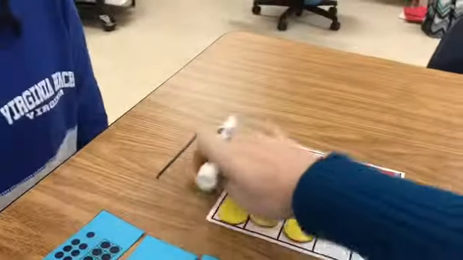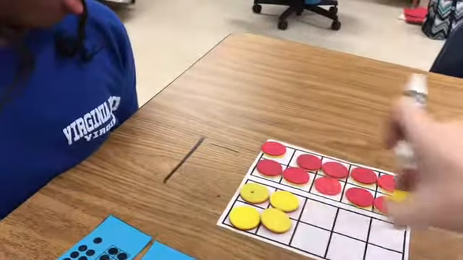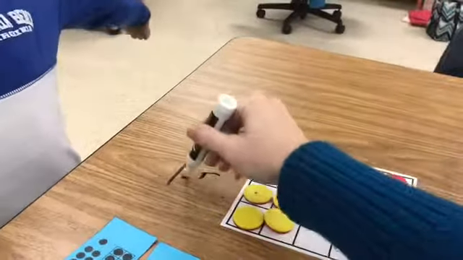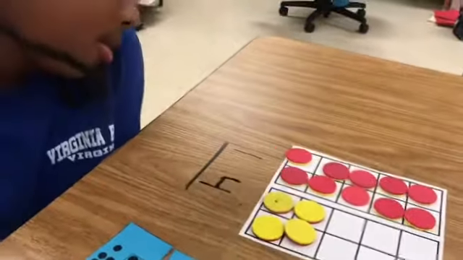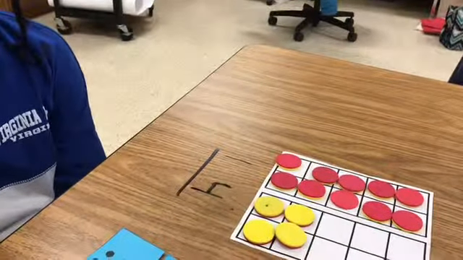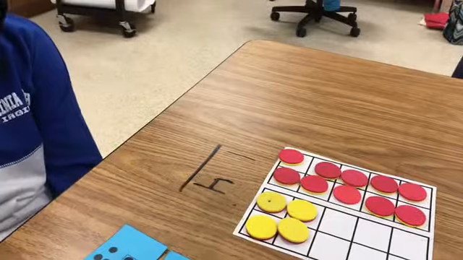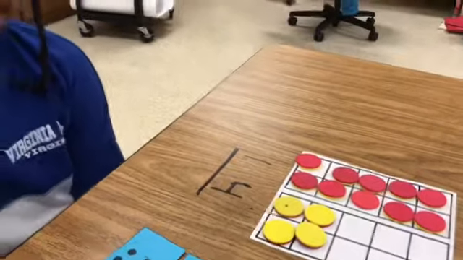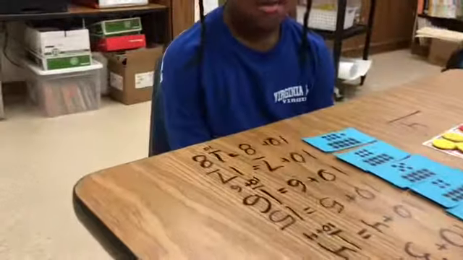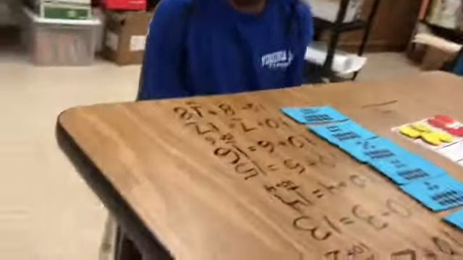Okay, so if I had 10 and 4, what number do you think that would be? 4. And what number is 10 and 4? 14. Okay, do you see how that has a 4 in it? Yes. Okay, so let's try to do these cards again.